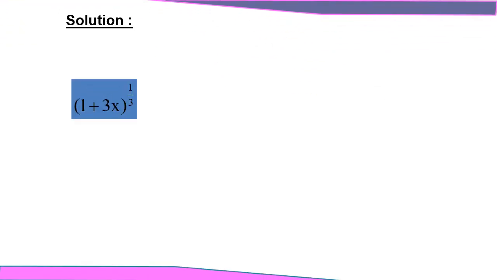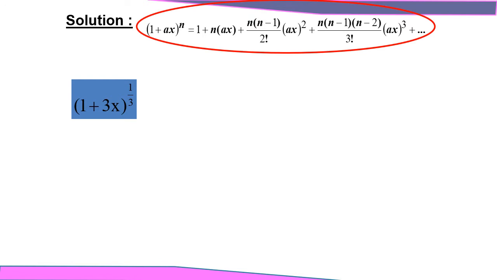So expand by using the formula. First of all, remember to list out all the info we have. The first one is our ax. What is our ax? Here we have 3x. And then what is n? n is equal to 1 over 3. Now we just have to substitute into the formula.